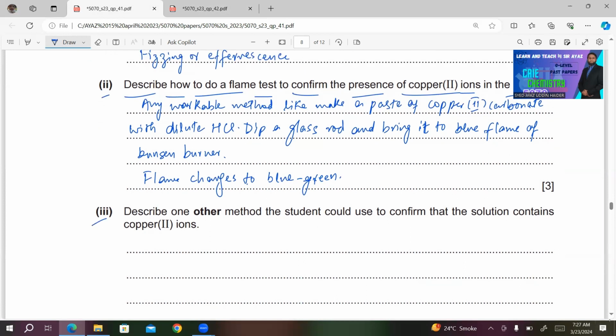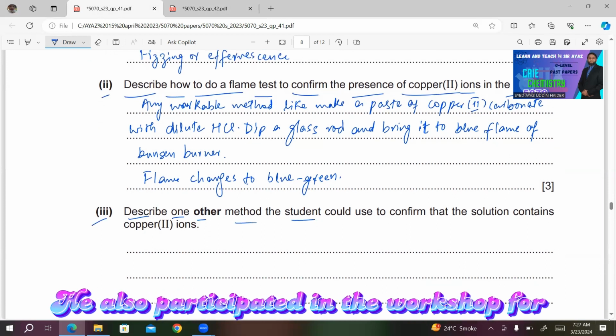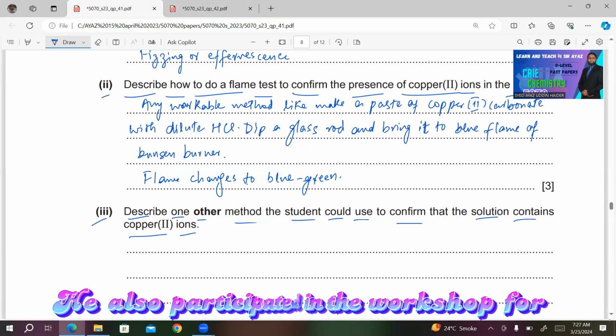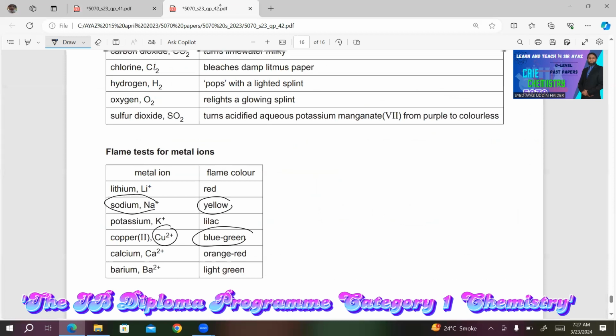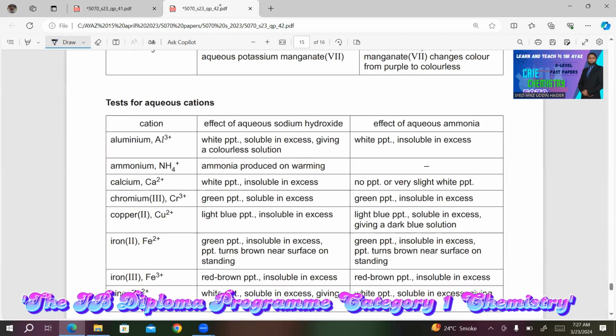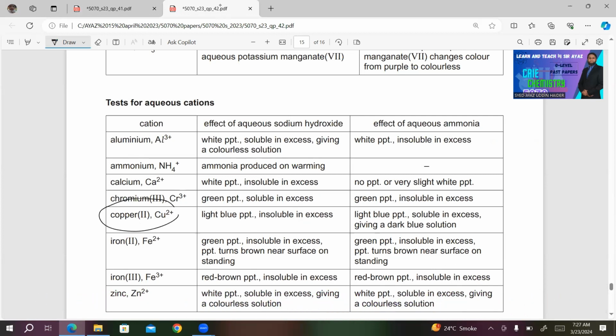Number three, describe one other method the student could use to confirm that the solution contains copper(II) ions. So test for the cations. Where is the copper(II) ion? We have the copper(II) ion here. So we have the test with aqueous sodium hydroxide and with aqueous ammonia. In case of sodium hydroxide, it will give light blue precipitate, which is insoluble in excess. And in case of aqueous ammonia, it will give light blue precipitate, soluble in excess, giving a dark blue solution.